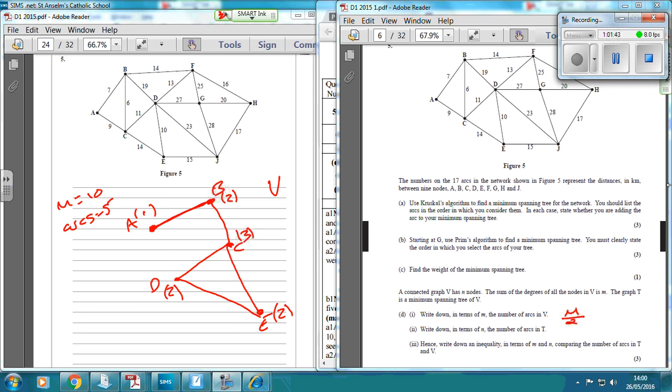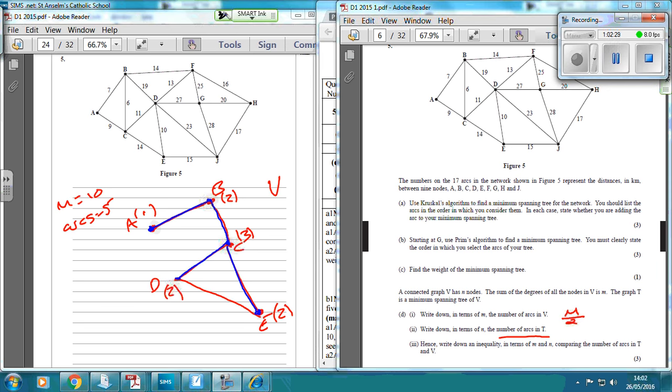Okay, now the next one is a minimum spanning tree. So we've got to write down in terms of n the number of arcs in T. So if we've got a minimum spanning tree of this, we've got 1, 2, 3, 4, 5 different nodes, and a minimum spanning tree won't have any loops. So each vertex is going to be connected to 2 vertices, but because it doesn't make any loops, it won't be the case of just divided by 2.